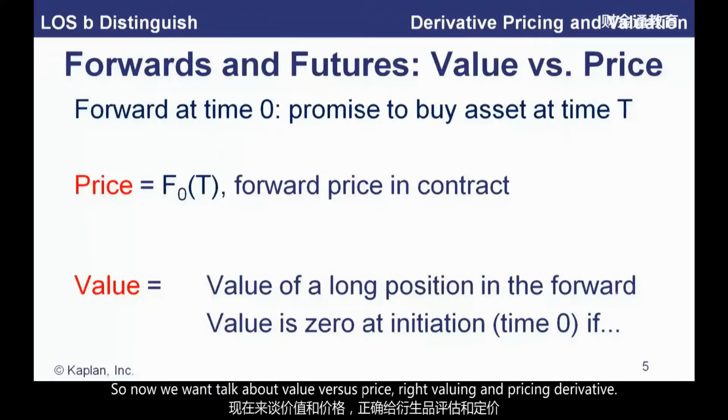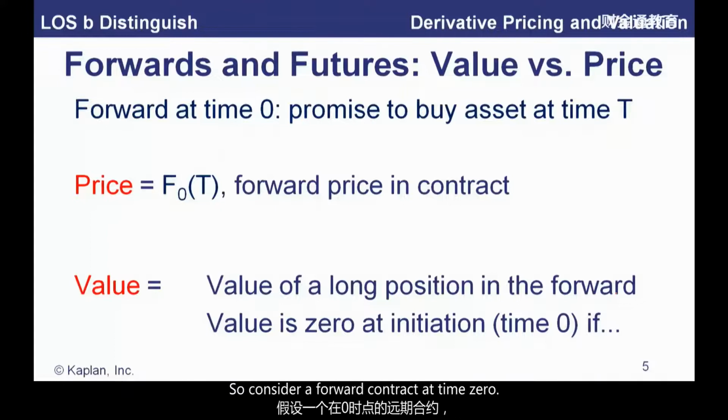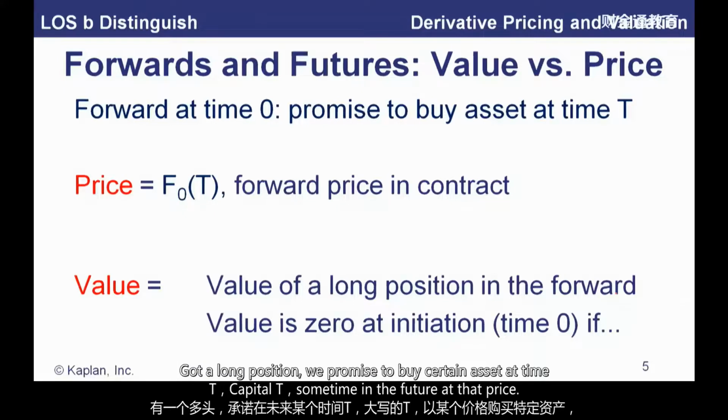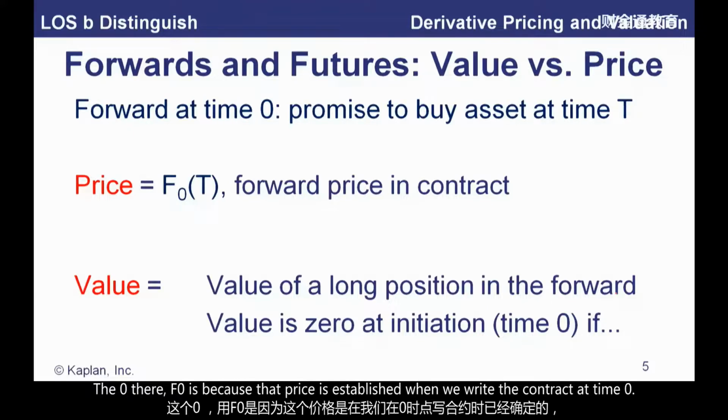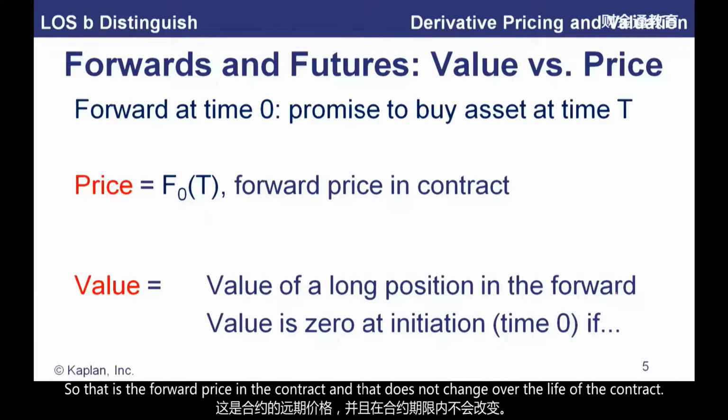So now we want to talk about value versus price, right? Valuing and pricing derivatives, that's what we're up to. So consider a forward contract at time zero. We've got a long position. We promised to buy a certain amount of that asset at time T, capital T, sometime in the future at that price. And that price we're going to call F0(T). It's the forward price in the contract. The zero there, F0, is because that price is established when we write the contract at time zero. So that is the forward price in the contract, and that does not change over the life of the contract.